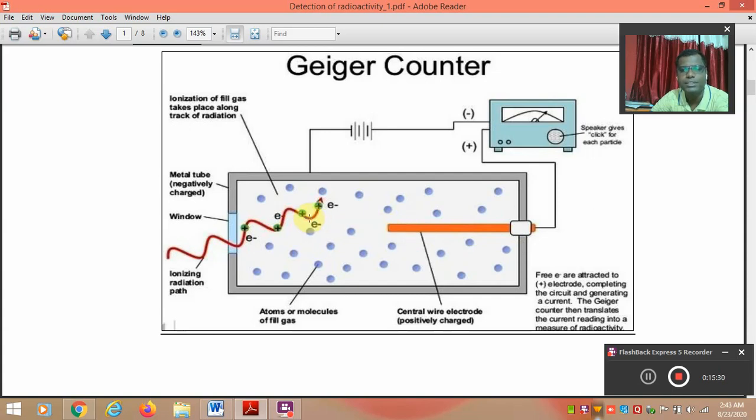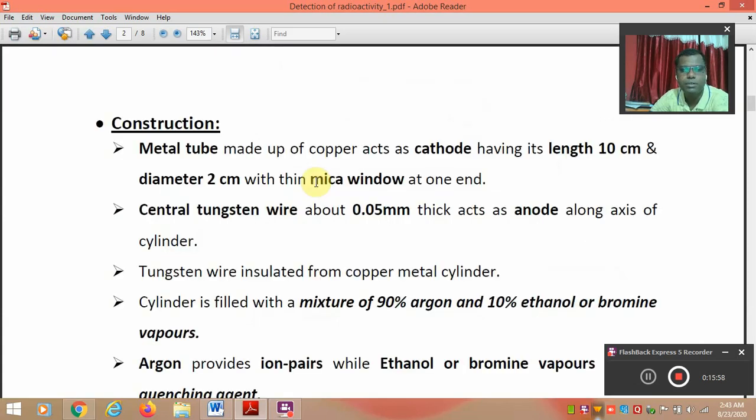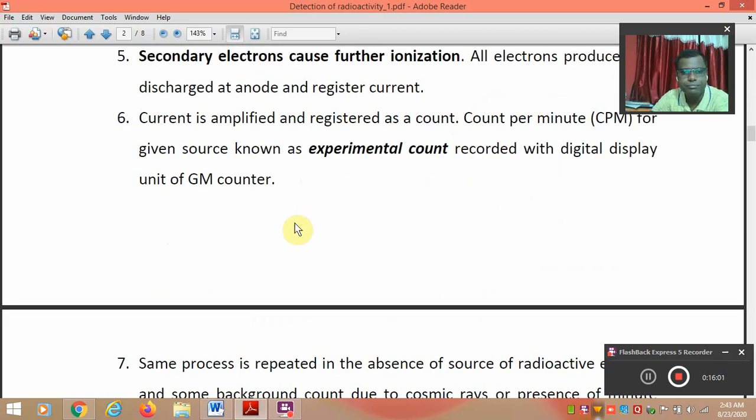But whenever you consider the speed of the positive ions which are moving towards the cathode, which means towards the wall of this tube, the speed of the positive ion is very slow as compared to the speed of electrons. So electrons move fast towards the tungsten wire, and these positive ions move very slowly towards the wall of the container, which acts as the cathode.